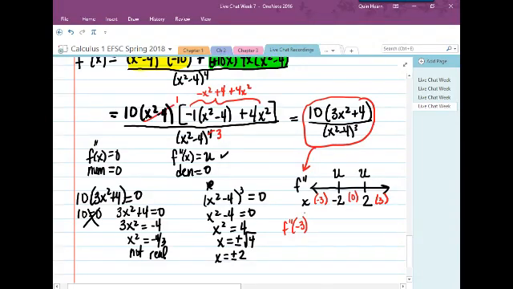Yes, Joshua, it is very algebra intensive. That's true. It's probably the biggest challenge in this section.